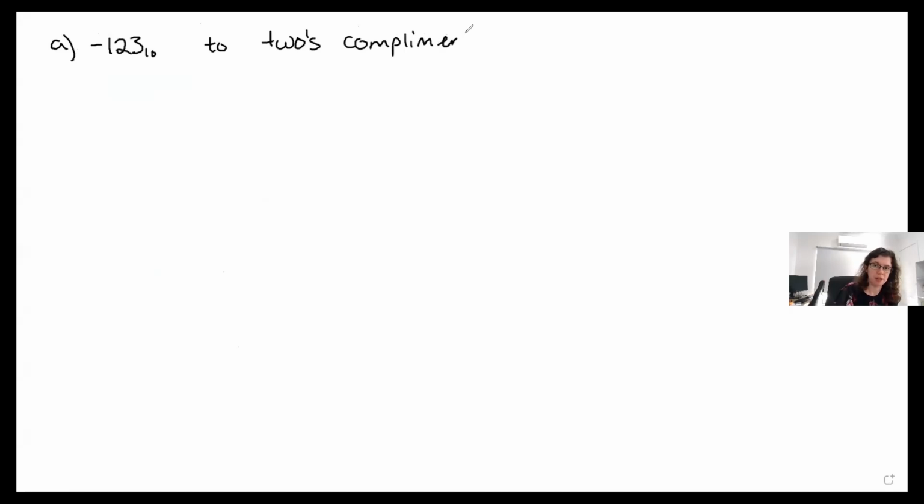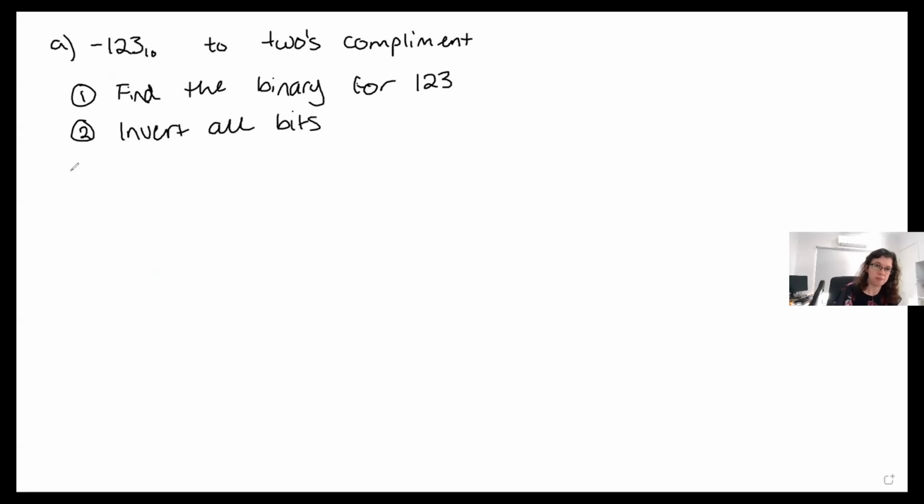For a negative number, there are 3 steps. First is to find the binary for the positive equivalent. In this case, that's going to be 123. Then we want to invert all bits. And then we add 1.